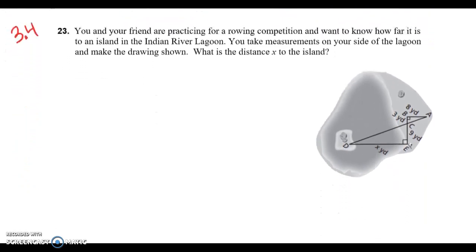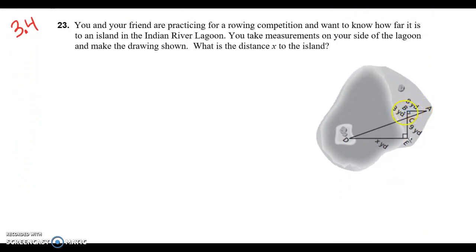Last one. All right, this whole triangle thing. So you and your friend are practicing for a rowing competition and want to know how far it is from an island to an island in the Indian River Lagoon. You take measurements on your side of the lagoon and you make a drawing shown. What is the distance x to the island?